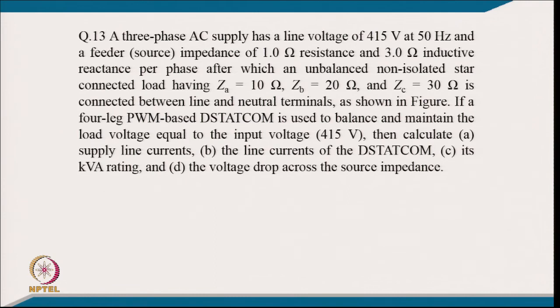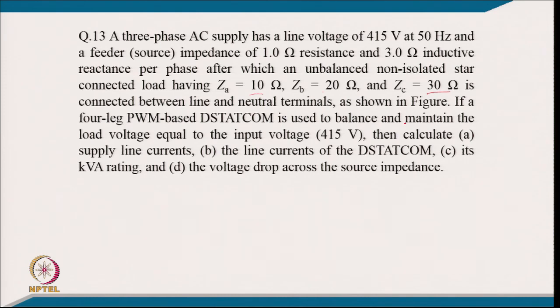Coming to another example, number 13. A 3-phase supply has a line voltage of 415 V, with a feeder source impedance of 1 ohm resistance and 3 ohm inductive reactance per phase. An unbalanced non-isolated star-connected load with ZLA equal to 10 ohm, ZLB equal to 20 ohm and ZLC equal to 30 ohm is connected between line and neutral terminal, as shown in the figure.